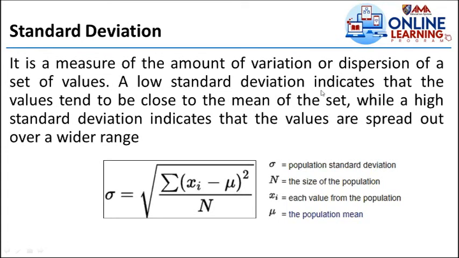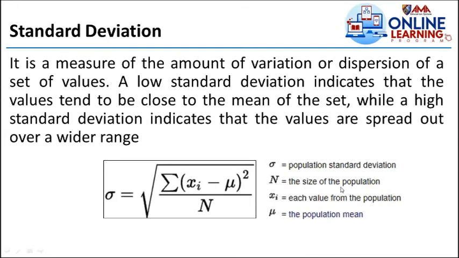A low standard deviation indicates that the values tend to be close to the mean of the set, while a high standard deviation indicates that the values are spread out over a wider range. So we have your sigma, Greek symbol, no? Sigma is equal to the square root of the summation of xi minus mu squared all over n. So sigma is equal to the population standard deviation.